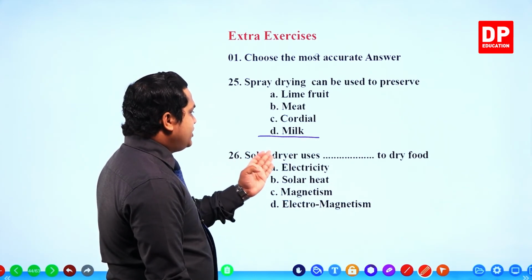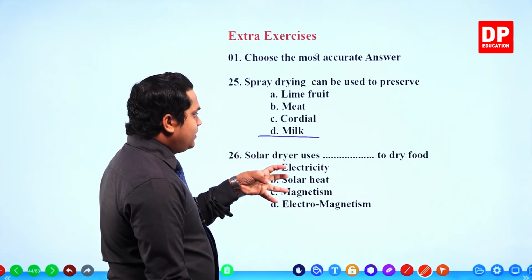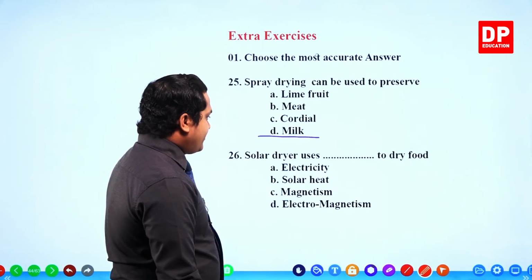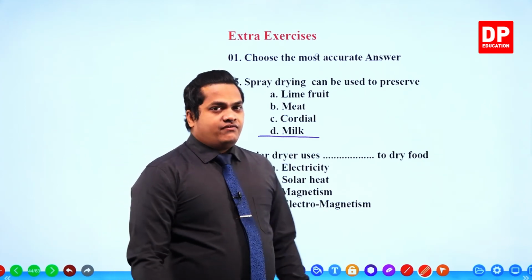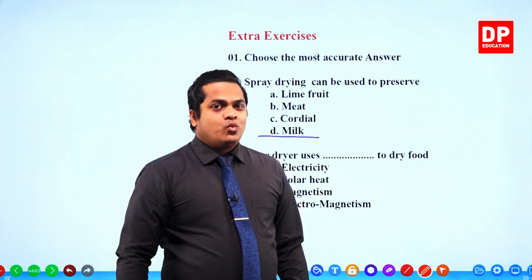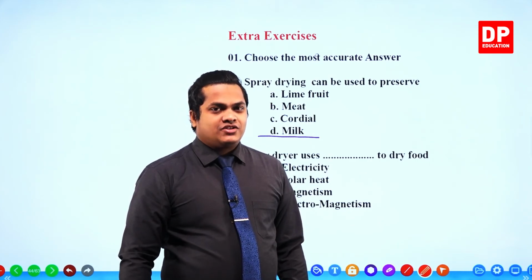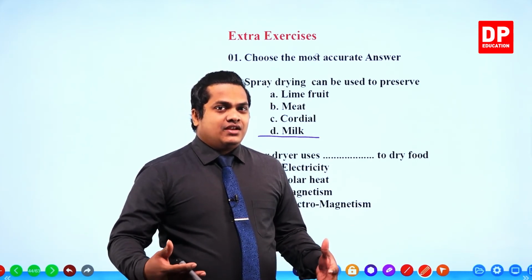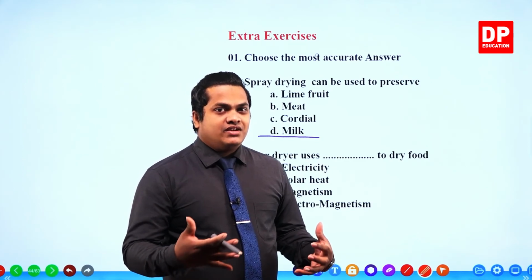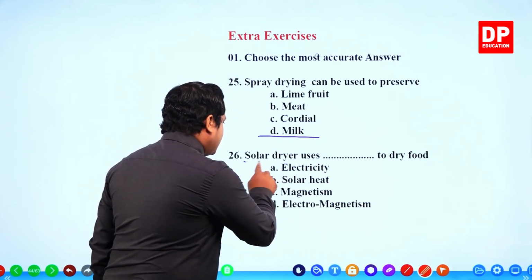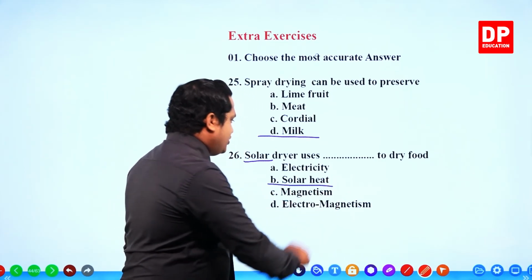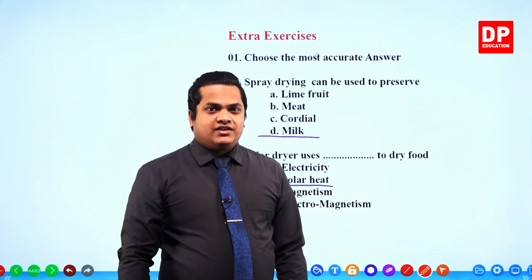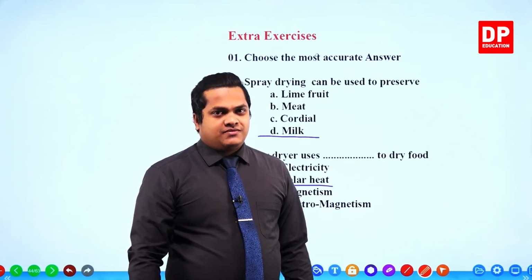Solar dryer uses blank to dry food. Electricity, solar heat, magnetism, electromagnetism. It's a really obvious and very simple question, my dear children. Even the name itself refers to solar. So this one should definitely be solar energy. We know that solar energy. A very simple question, solar energy.